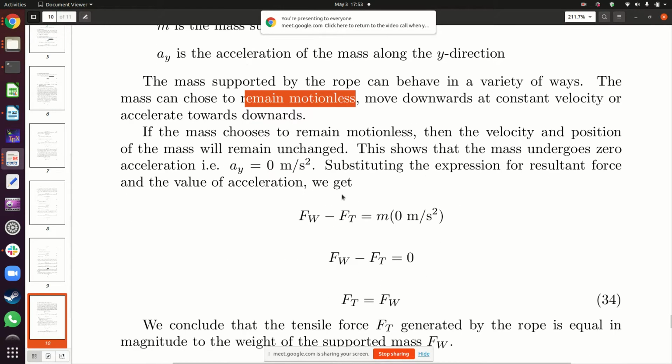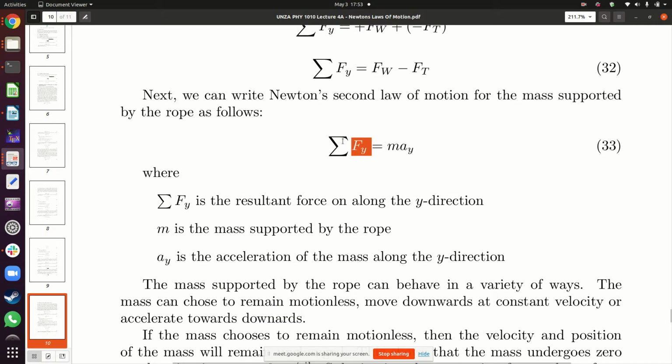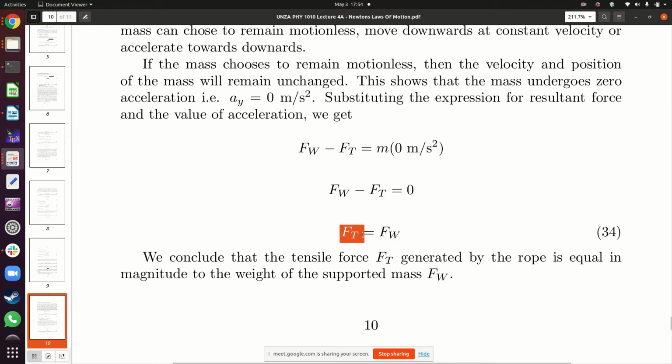So we start with the first case, when the mass is motionless. We substitute for our resultant force the weight of the box minus the tensile force, equals the mass multiplied by the acceleration. In this case, our mass is motionless. Its position does not change, and the velocity stays the same. So the mass multiplied by the acceleration will give us 0. So we end up having the weight of the box minus the tensile force equals 0. So what you get is the tensile force equals the weight of the box.